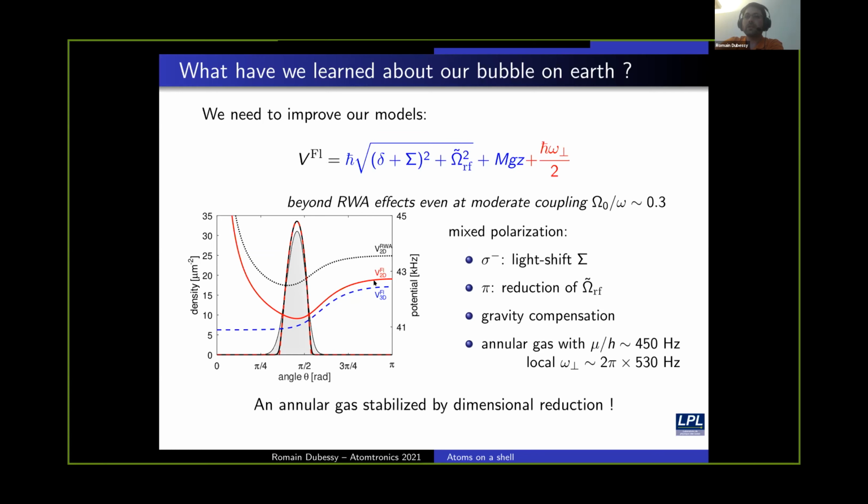And with all this, we get a good match between this model that allows us to compute this kind of profiles and the full numerics. And we can now predict the position of this annulus and its width quite easily. I would just like to mention that this system results in an annular gas that is only stabilized by the dimensional reduction. So it's truly the third dimension that makes these atoms take this ring shape.